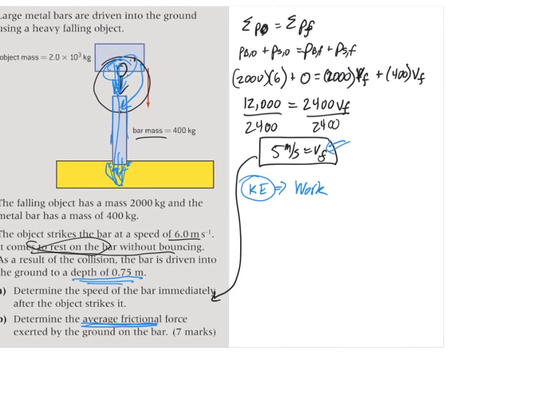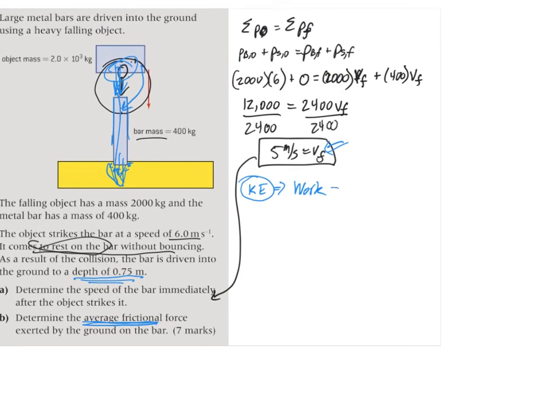So why do I care about work? Well, we care about work because we know that the formula for work is force times displacement. And it gave us a displacement of 0.75 meters. So let's try it that way first, okay? We'll go ahead and find the kinetic energy: 1/2 times the mass times the velocity squared. So that's going to be 200 times 25.